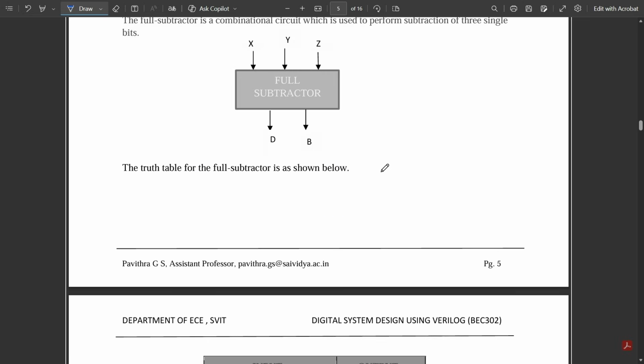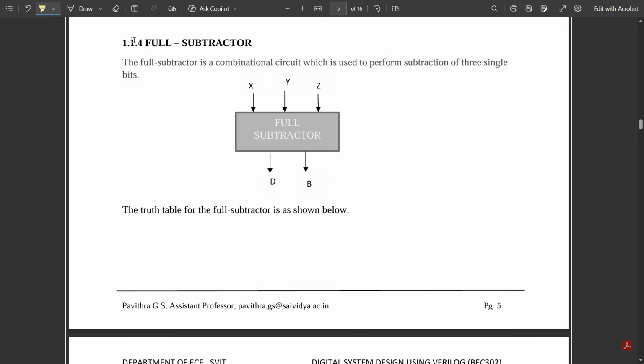Now let's get to one more important circuit in this video, that is the full subtractor. Here we are using three input bits, x, y, z, and two output bits, difference and borrow. Here we are not having carry input and carry output in case of the full subtractor. Directly we are using three input bits and two output bits.